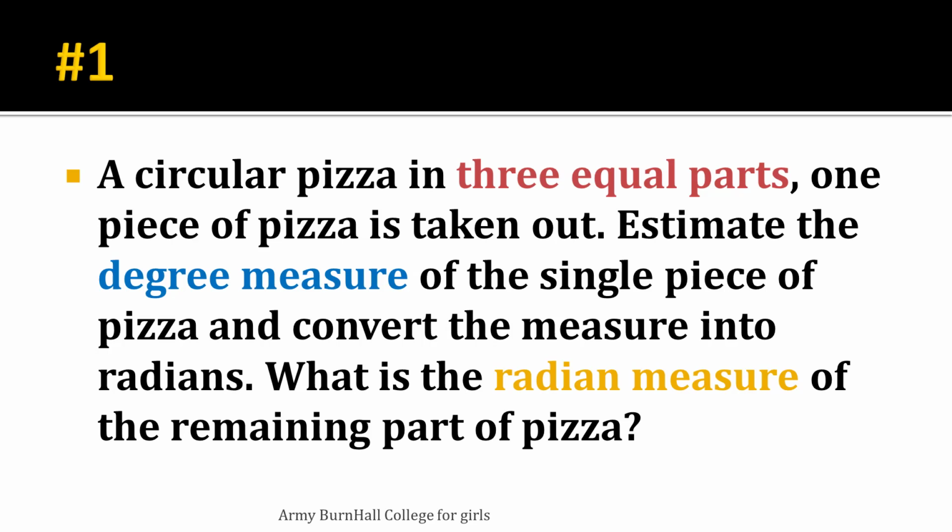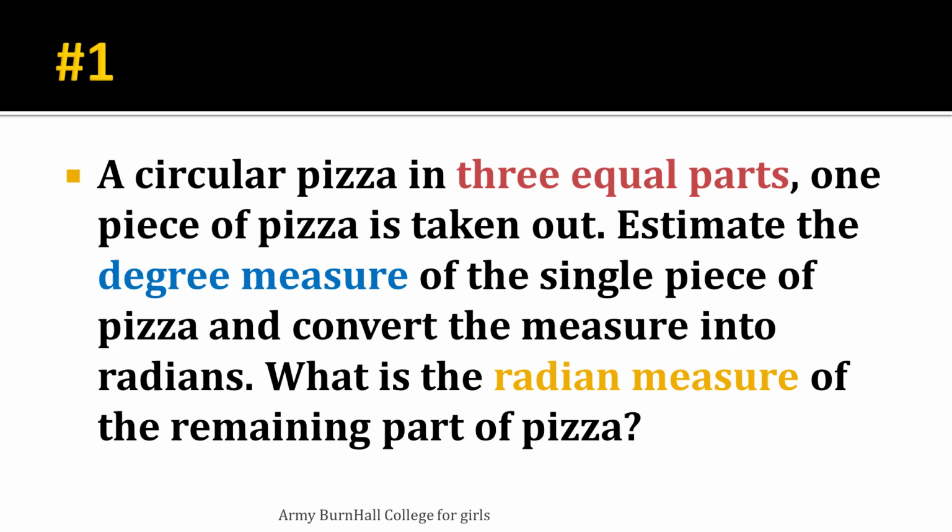A circular pizza. Okay, we are cutting it into 3 equal parts. Circular pizza means we have a complete circle. One piece is taken out, and we have to estimate the degree measure of the single piece. We have to calculate degrees in that piece, then convert it into radians, and then calculate the radian measure of the remaining part of that circle.